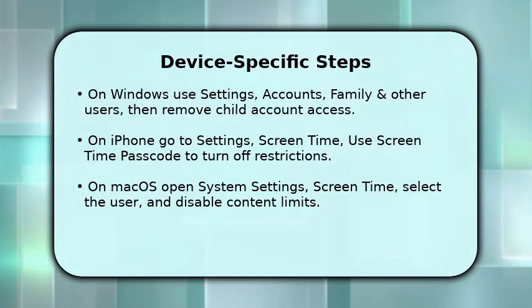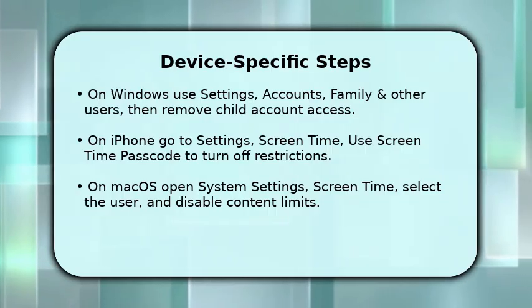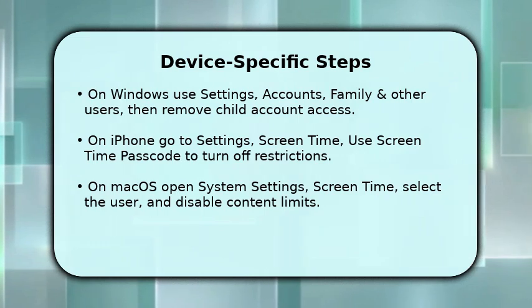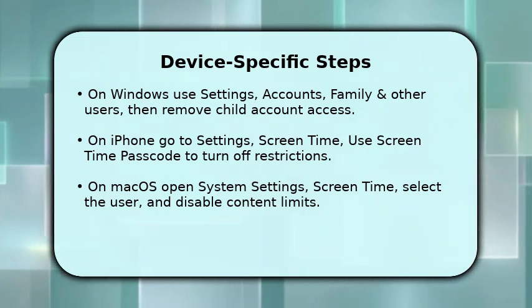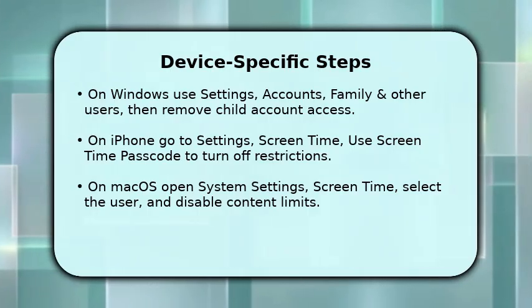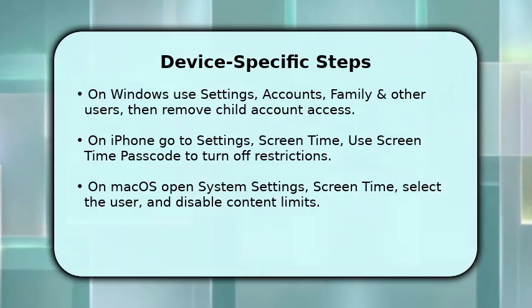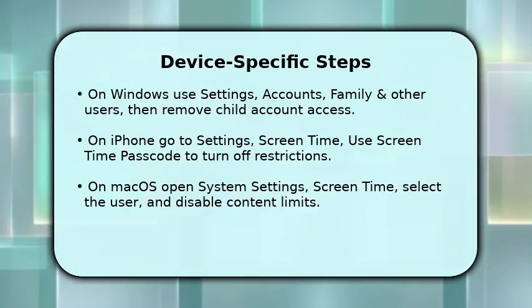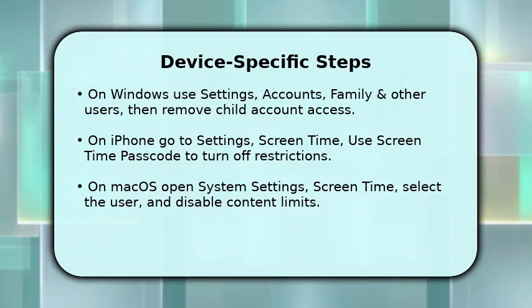On iPhone or iPad, open Settings, Screen Time, enter the Screen Time passcode, then turn off restrictions. On Android, open Settings, Google Parental Controls, and disable the Family Link controls or remove the linked child profile. On Chromebook, sign in, open Family Link, and revoke supervision from the child account.